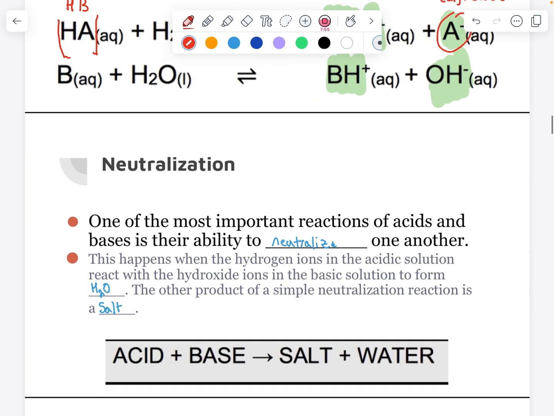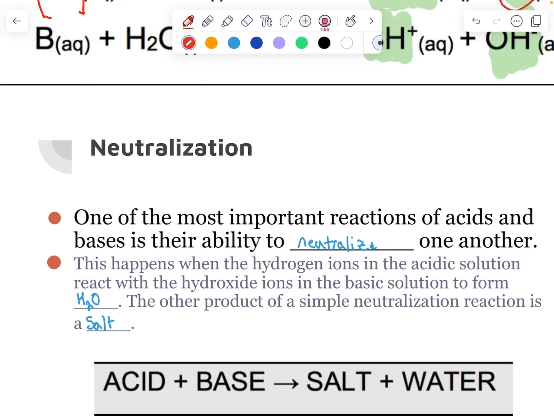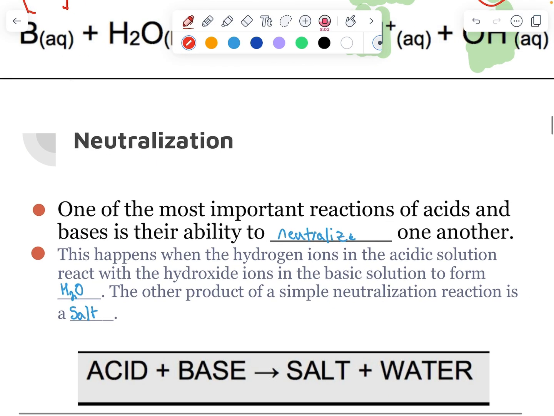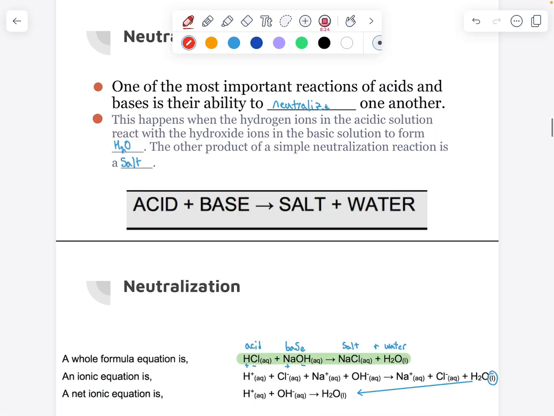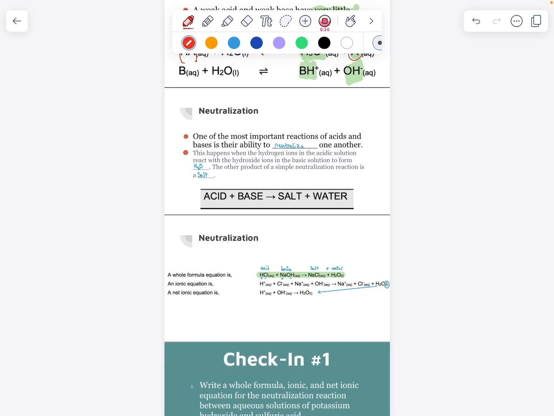So, neutralization. In this unit on chemical reactions, we're just going to look at neutralization reactions mostly. One of the most important reactions of acid and base is their ability to neutralize one another. That's when a strong acid and a strong base react, and the hydrogen ions in the acidic solution react with the hydroxide ions in the basic solution to form water, and the other product is a salt. A salt is an ionic compound.